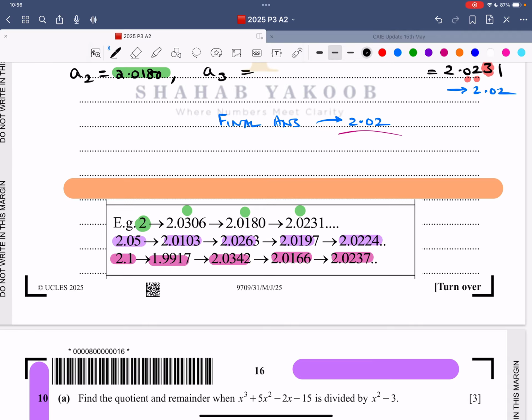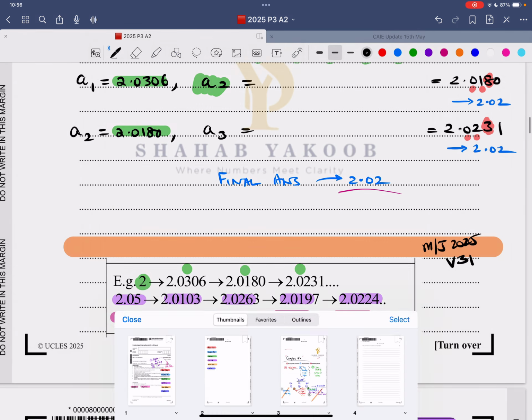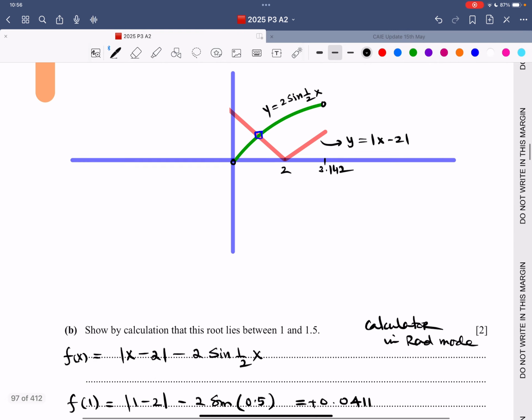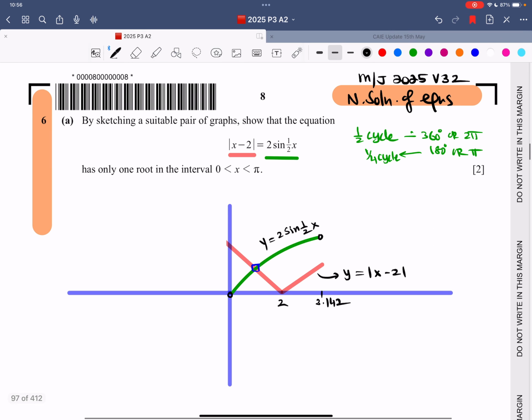So this is the first question, that is May/June 2025, variant 31, the numerical solution. Let's move to the next question. This is a graph-based question. So now this is variant 32.